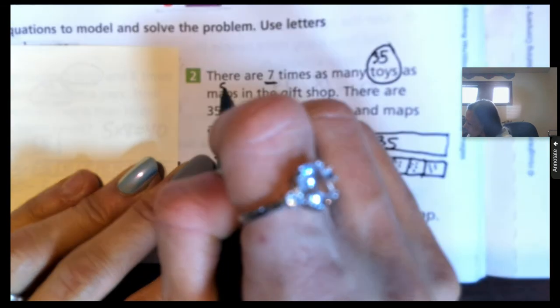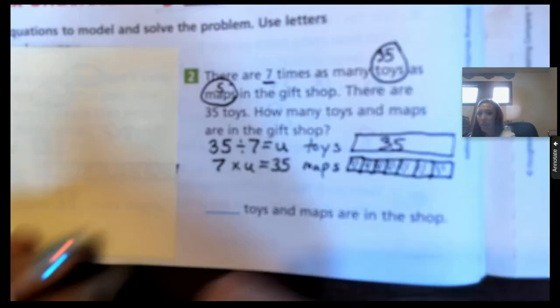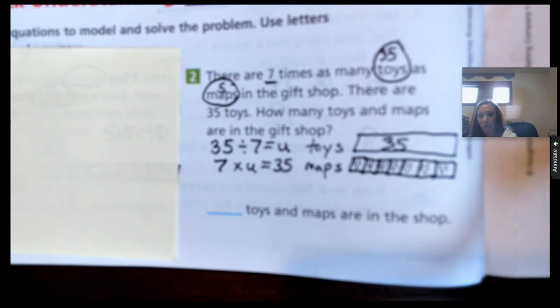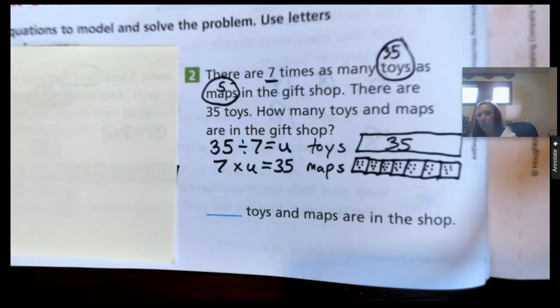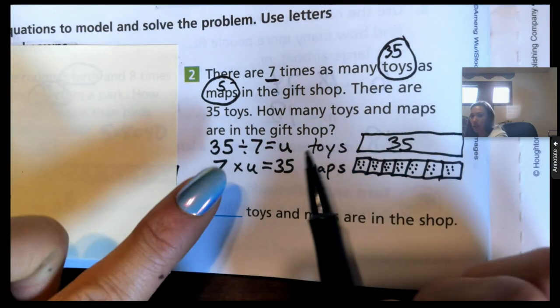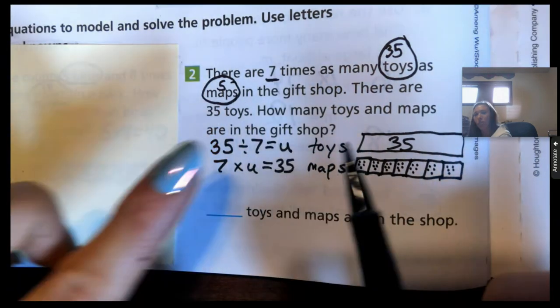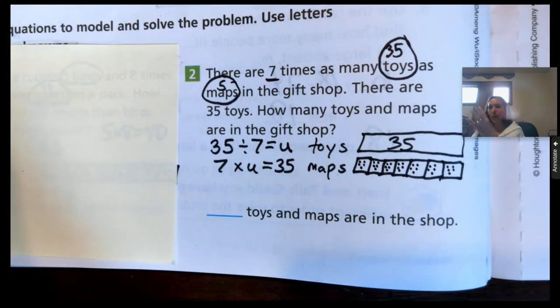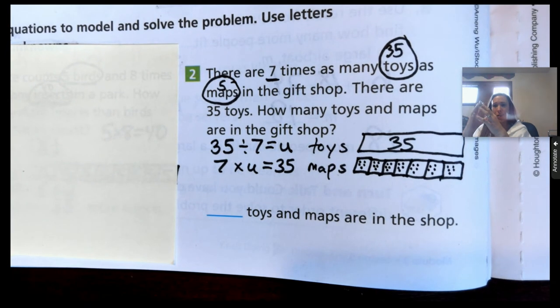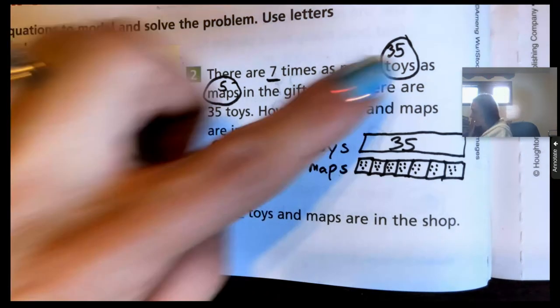But remember, that was just one step of the problem. We weren't able to figure out how many toys and maps were in the gift shop until we found out how many maps there were. So if we want to know how many toys and maps, we're going to put them together. And if we're going to put them together, we need to add. So I'm going to add my toys to my maps. I'll do that right here.